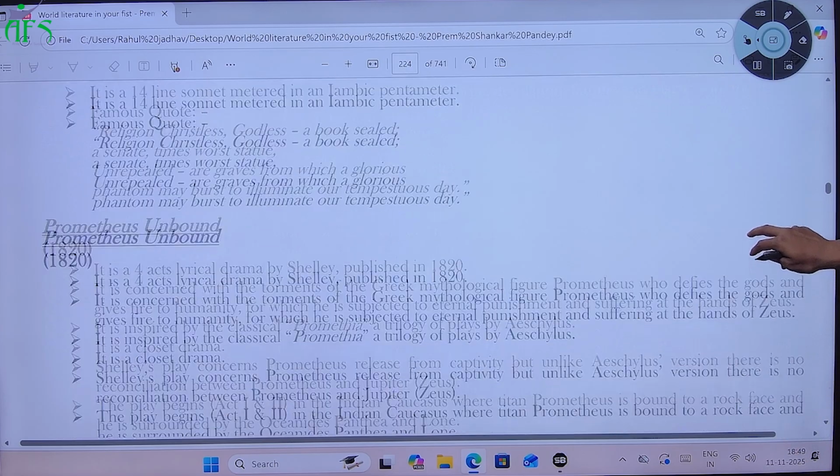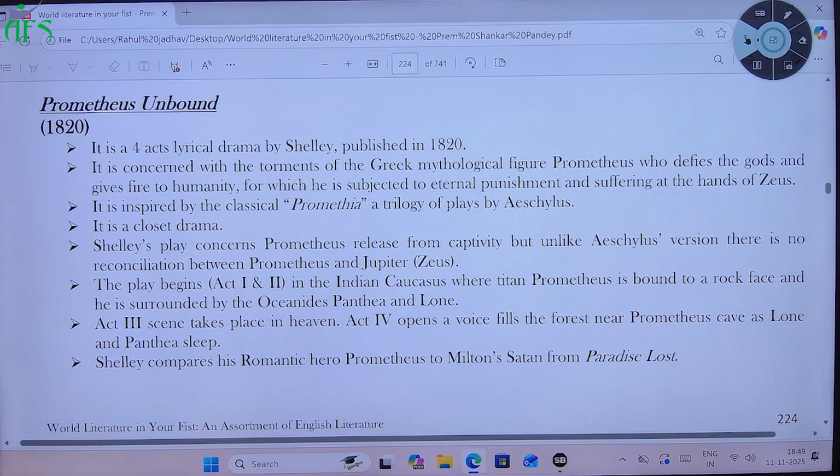His famous work, Prometheus Unbound, was published in 1820. It is a four-act lyrical drama by Shelley, published in 1820. It is concerned with the torments of the Greek mythological figure Prometheus, who defies the gods and gives fire to humanity, for which he is subjected to eternal punishment and suffering at the hands of Zeus. It is inspired by the classical Prometheia trilogy of plays by Aeschylus.